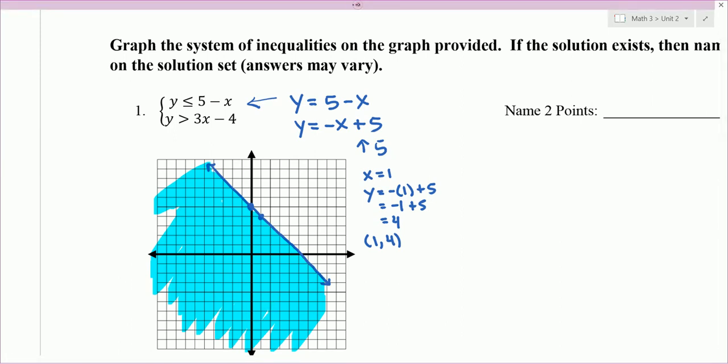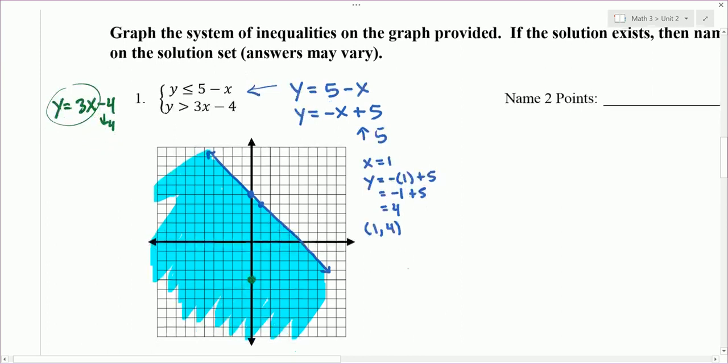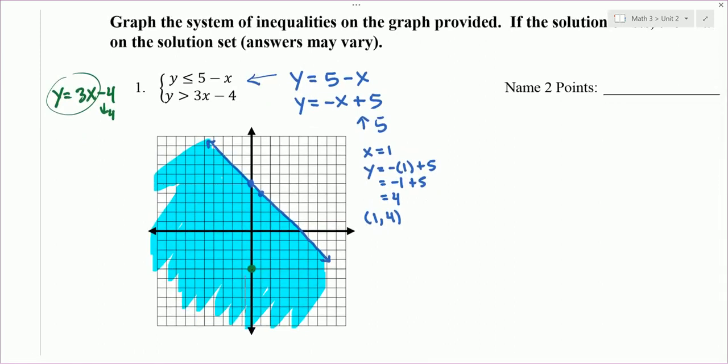We have a second graph now. We've got to think y equals 3x minus 4. So the y equals 3x is the parent graph. The minus 4 drops us down 4 from 0, 0. 2, 3, 4. So our first point we put on, and then pick another x value to find out what y is. I plugged in a 1, and I get 3 minus 4, which is negative 1. So x is 1, y is negative 1.